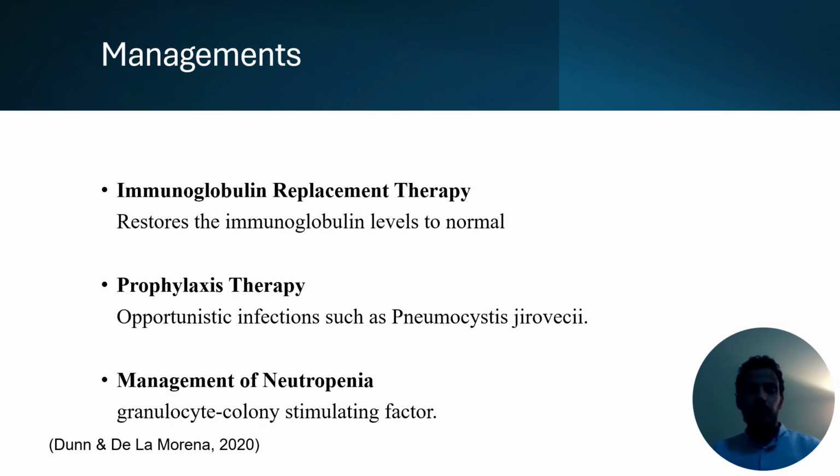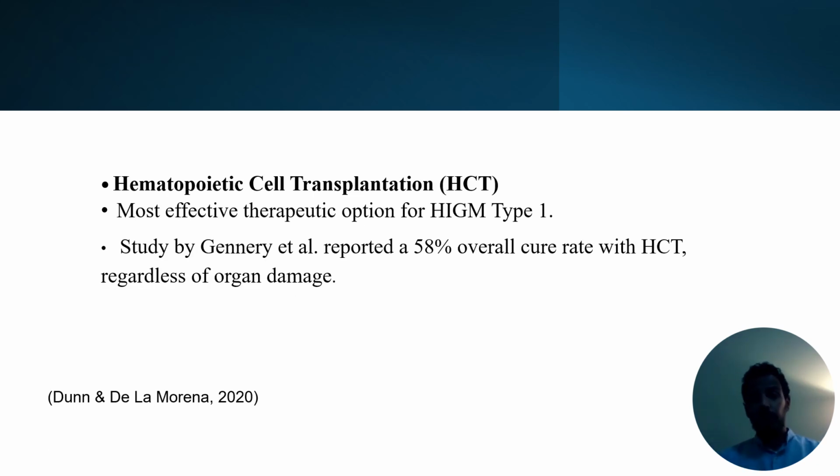Let's talk about the management of this disorder. The first is immunoglobulin replacement therapy, which restores the immunoglobulin levels to normal. The second one, combined with the first, is prophylaxis therapy for opportunistic infections. The third one is management of neutropenia by granulocyte colony stimulating factor. The most effective therapeutic option for hyper IgM syndrome type 1 is hematopoietic cell transplantation.